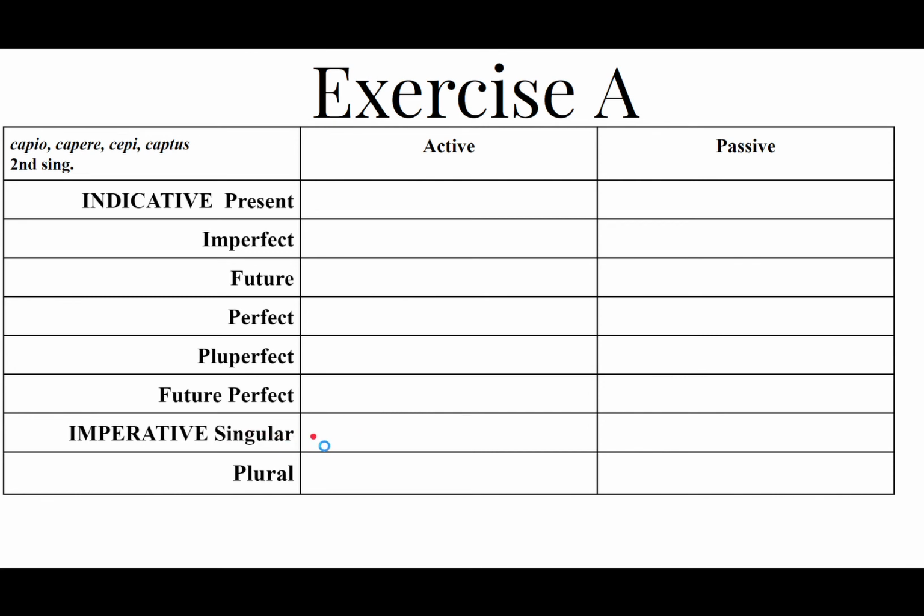For the imperative, singular, active, it's second principal part, chop off the RE: cape, cape. For the passive, it's the second principal part, capere. For the plural active imperative, you take the present stem capi and add te, so it's capite, capite. And the passive is capimini, capimini.